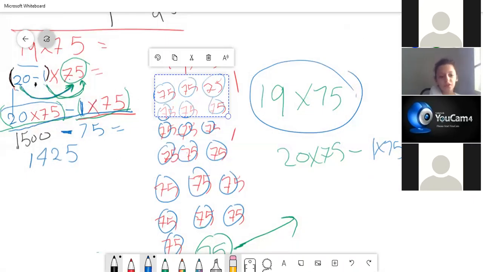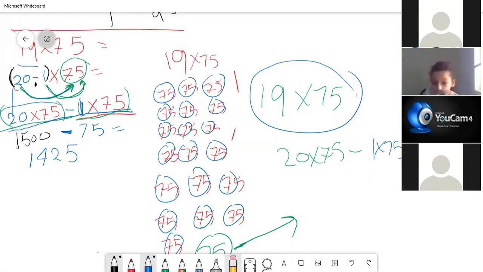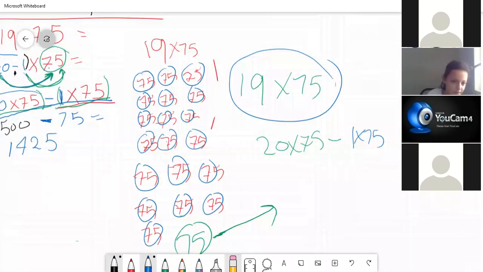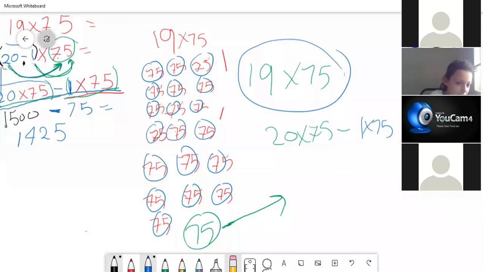Teacher, why did you put 25 here? Where is 25? 1,500 minus 75, because 1 times 75 equals 75.